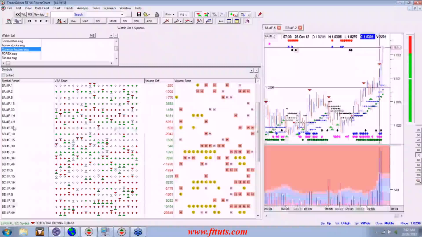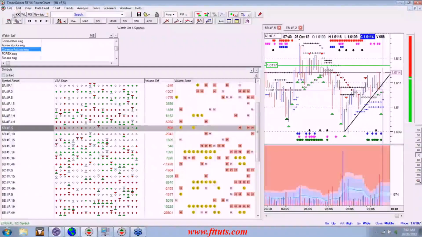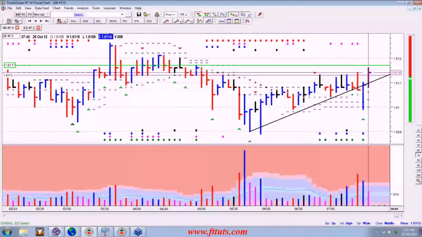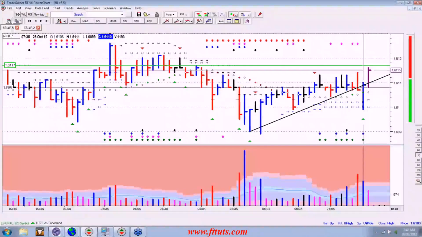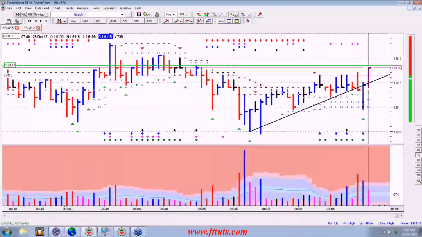And let's have a look at the British pound. That's now at my level, so I'm looking to see if we can get into a trade here. There's a nice setup there, look, a nice down bar, healthy volume. So this is all setting up quite nicely.